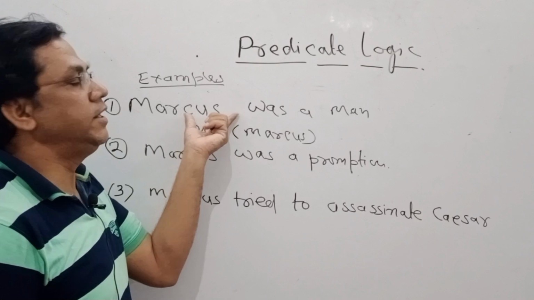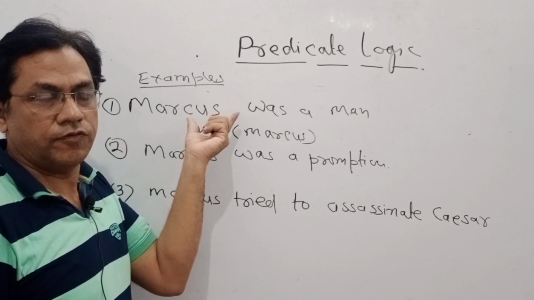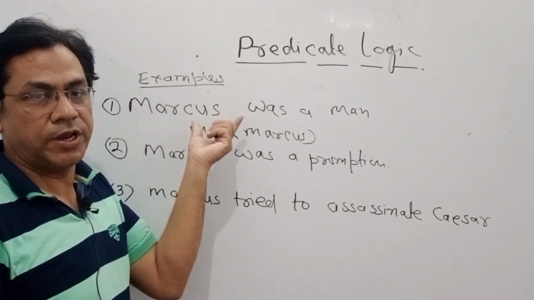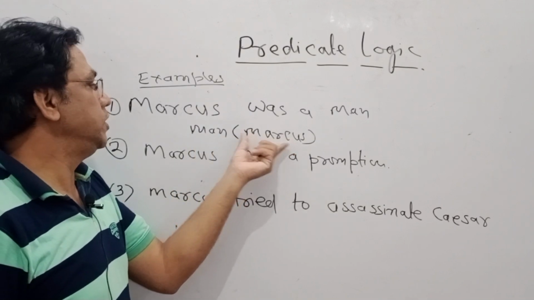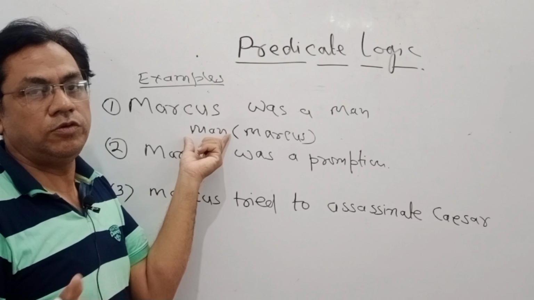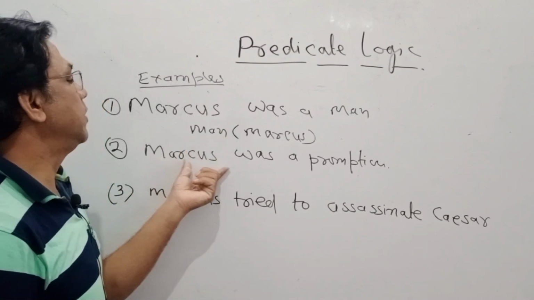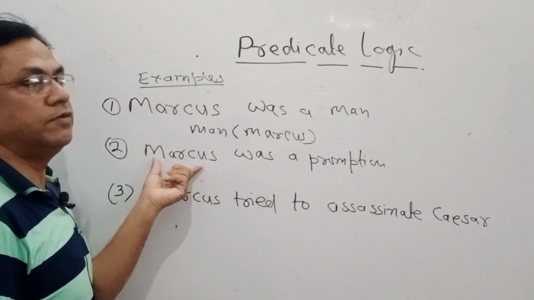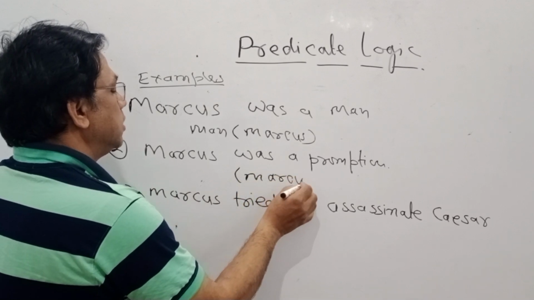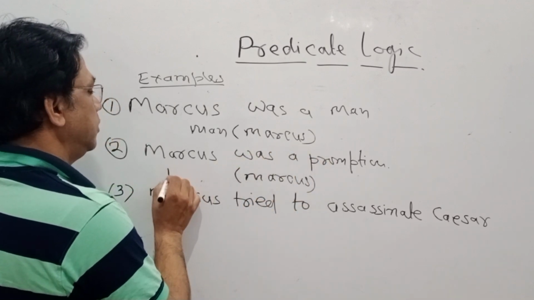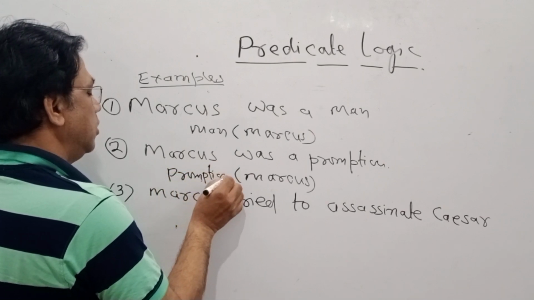If I want to write this knowledge representation in a programming language used in artificial intelligence, like Lisp, I have to write man(Marcus). So Marcus is the object and man is the property, or you can say the relation. In a similar way, when I represent "Marcus was a Pompeian," Marcus is again the object and Pompeian is its property.